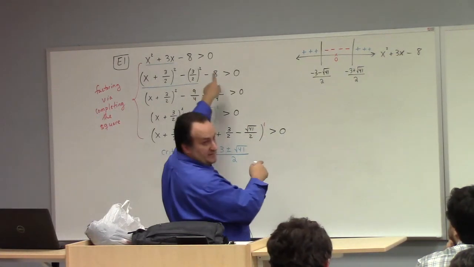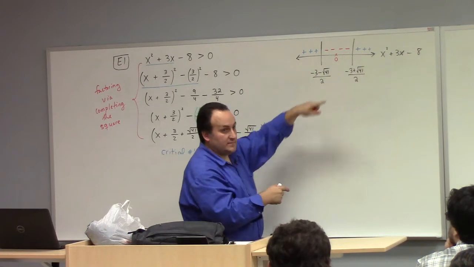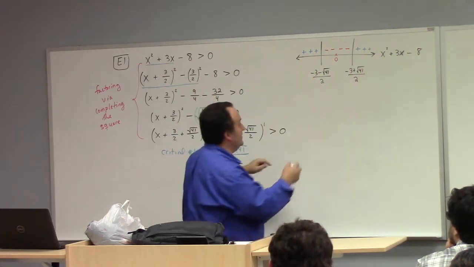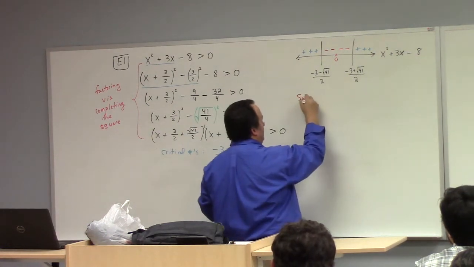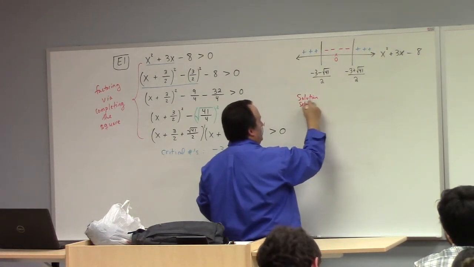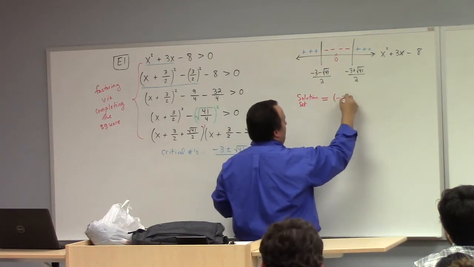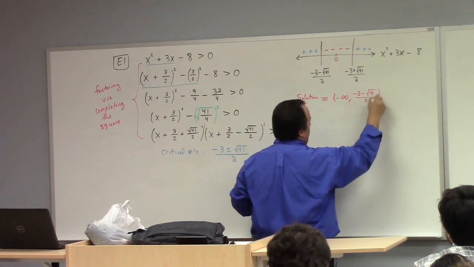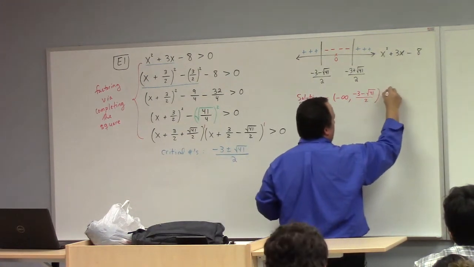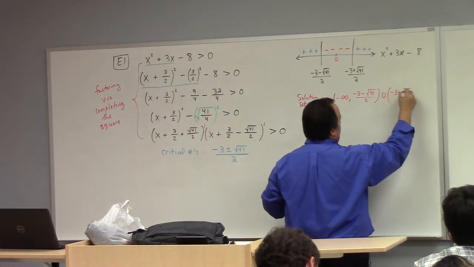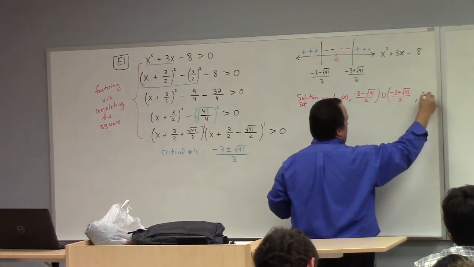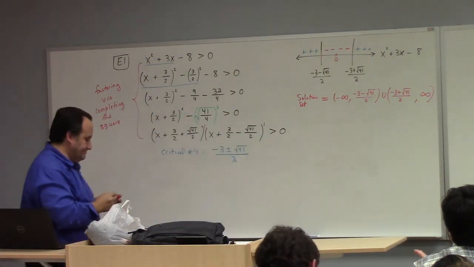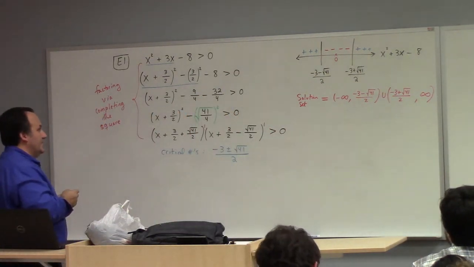So we're looking for greater than 0. So we're looking for pluses, right? And strict inequality, so we don't include the critical numbers. We don't want where it's actually 0. What we got then, solution set, a little bit ugly here, but here it is. Minus infinity all the way to minus 3 minus the square root of 41 over 2, union minus 3 plus the square root of 41 over 2 to infinity. That's it.